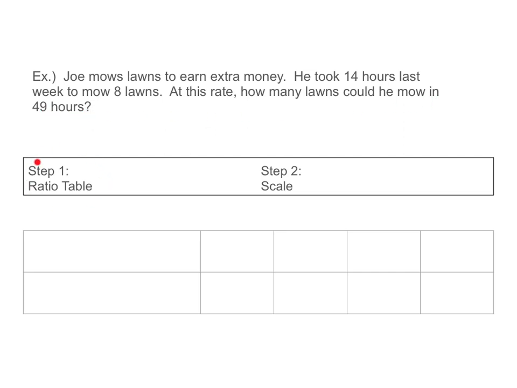The first step is to write your ratio table. In this farthest column, this should be your units or your categories. So we need to look inside here to see what our categories are. I see that it took him 14 hours, or time, to mow 8 lawns. So I'm going to say lawns mowed, and then hours, or you could put time. If you put time, I would put in parentheses HR.